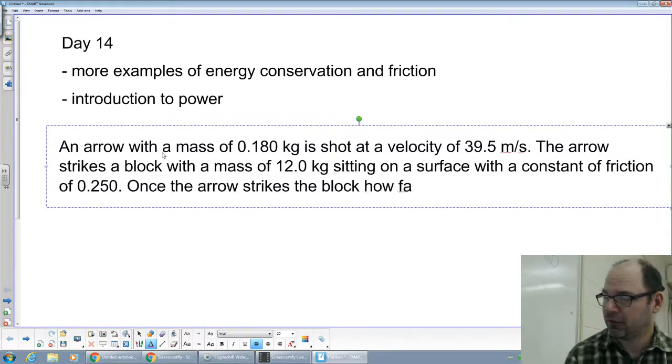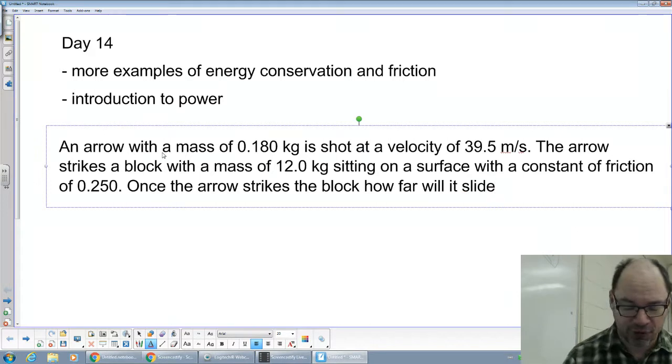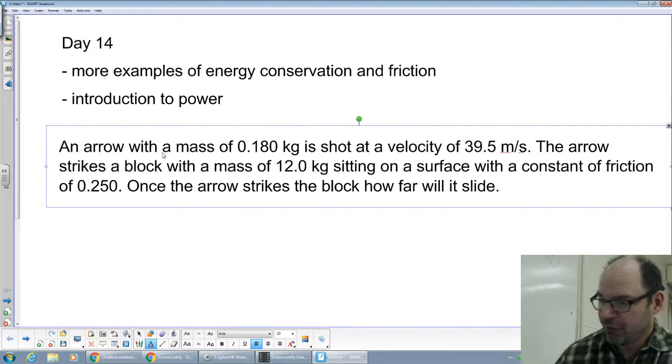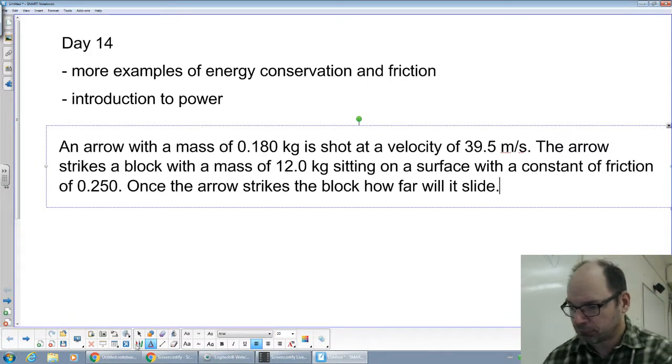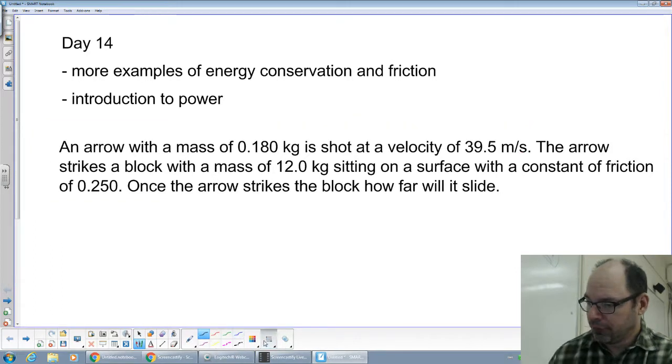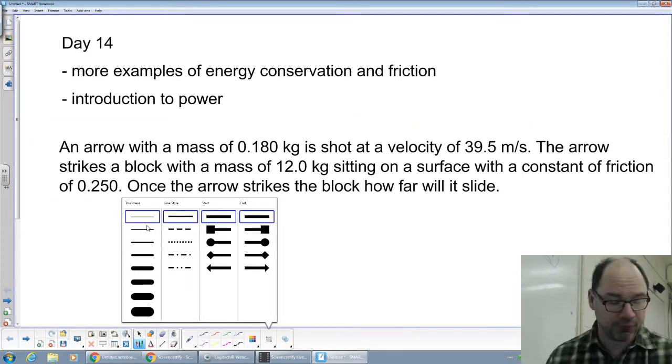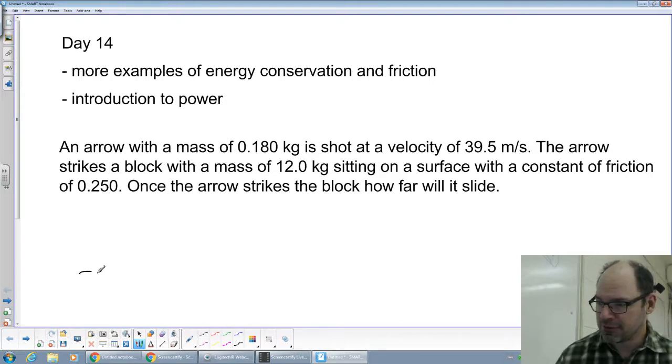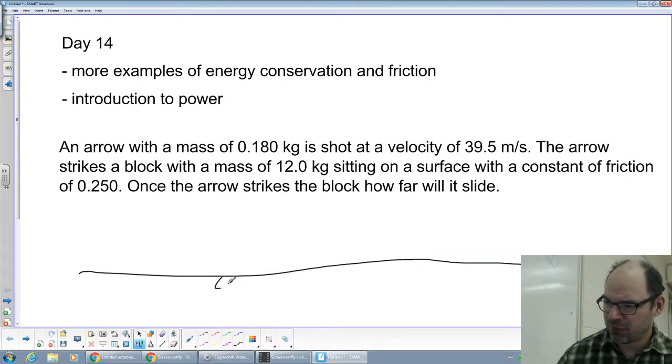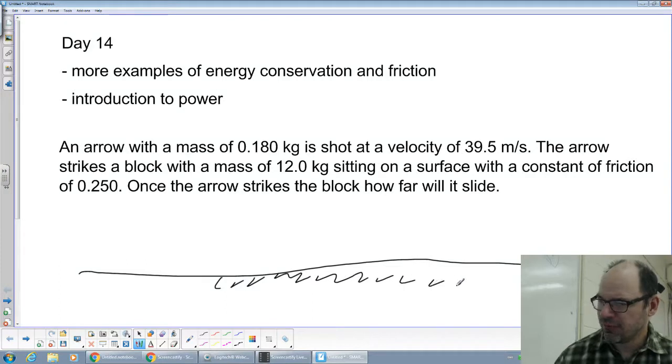How far will it slide? Obviously, this block is going to slide, and then it's going to be stopped by the force of friction. So we have this kind of situation forming here. If we draw it out a little bit to help ourselves, we have our surface, and we have our target block here.